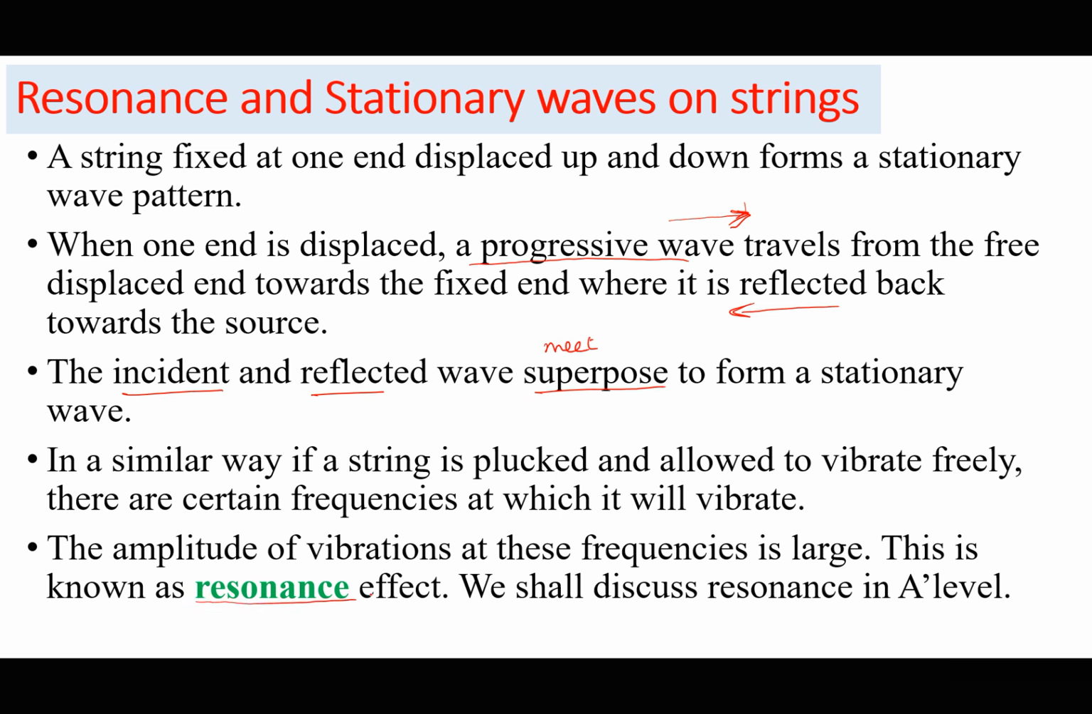So when you pluck a guitar string, there are certain frequencies at which the string vibrates, and at those frequencies, the string vibrates with a large amplitude. And this is what we call resonance. At the points where the amplitude is large, we have resonance. We shall explore resonance in more detail when we reach A-level paper 4. But at least we know that when we get a maximum amplitude, then we have resonance.